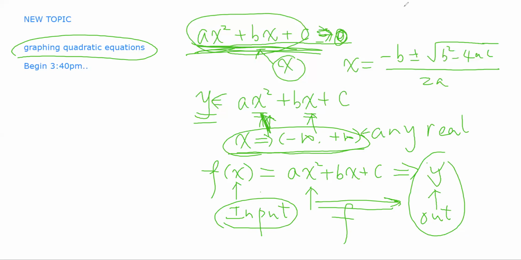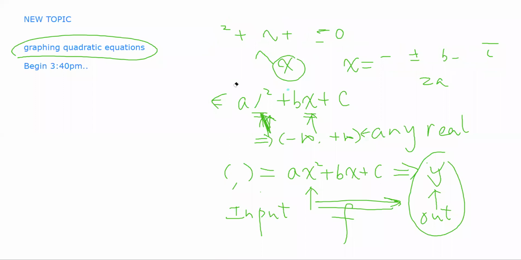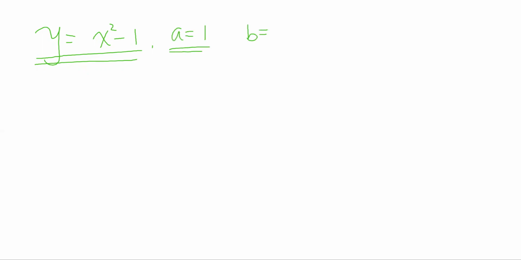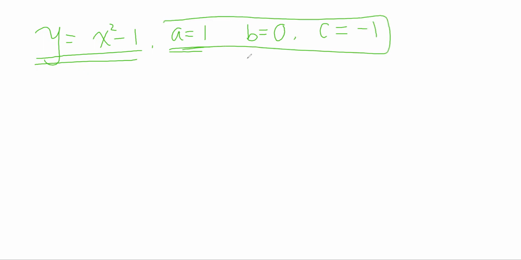You guys may be a little bit confused. Let me give some examples to explain. Let me use the eraser. Okay, let's see some examples. Say y equals x squared minus 1. So you guys can find out what a equals here. a equals 1, right? What about b? Can you find b? b is equal to 0, right? c equals -1, right?